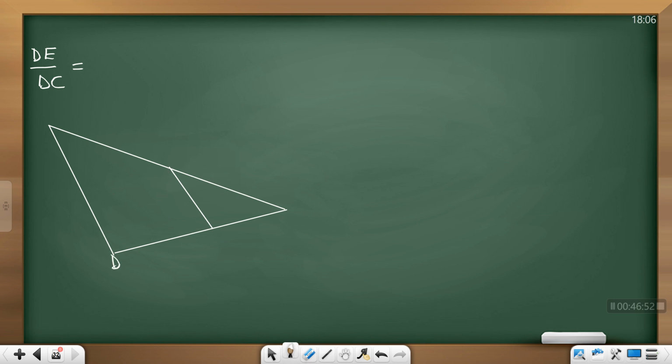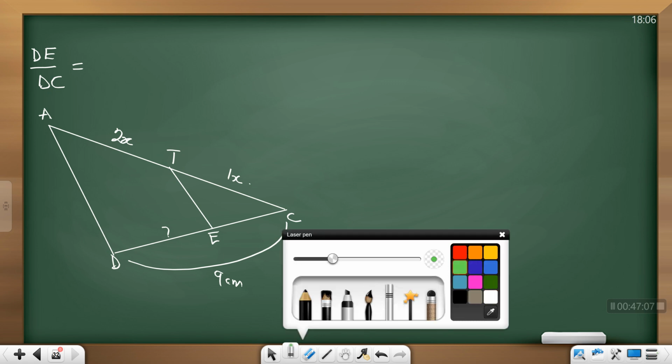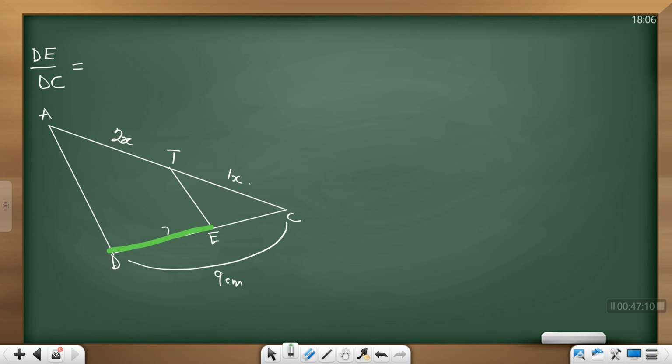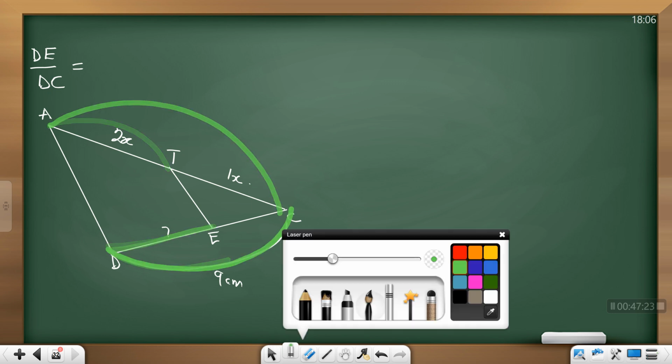Okay, perfect diagram. D, E, C, A, T. What does it say? 2x, 1x, and this whole thing is what? 9 centimeters. So I'm saying DE over what? DC. Can you see it is the top over the whole length? I will go again. It will be what? AT over what? AC.